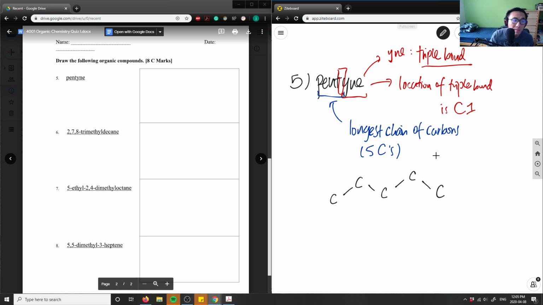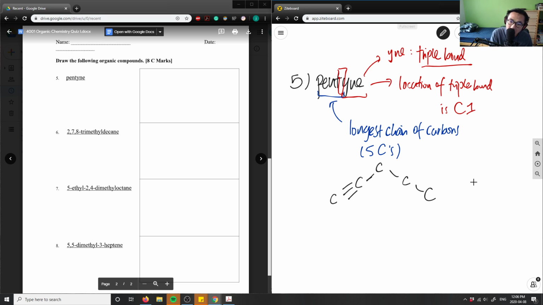On carbon 1 is the location of the triple bond, right? So I would have to do a triple bond here, which actually affects my geometry. So it's C, triple bond C, and then it would be linear, so bond C, and then it could go down like so. So that's going to be my condensed structural diagram, and I'm going to have to fill in the hydrogens, right?